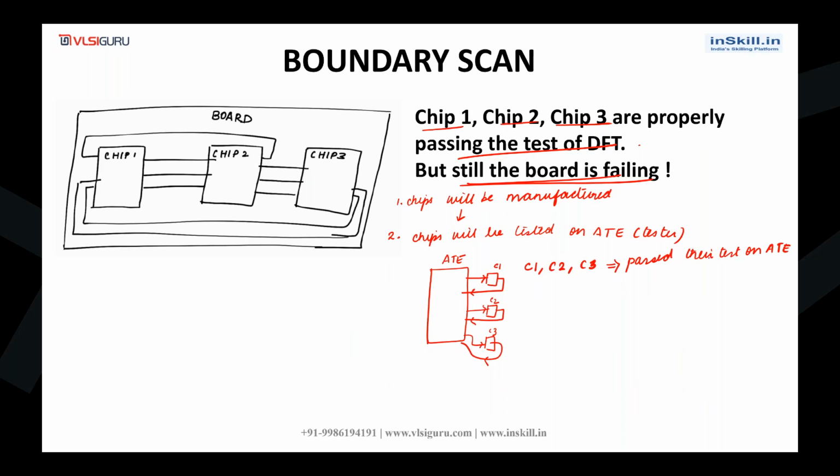As we saw in the first slides during the testing slide, passing the test on ATE means the output of the chip is equal to the expected output. Then what does it imply? If chip 1, chip 2, chip 3 have passed their test on ATE, it implies that they are not having any manufacturing defects.